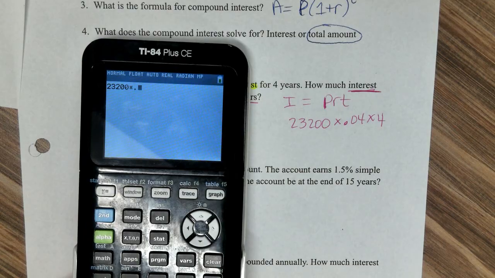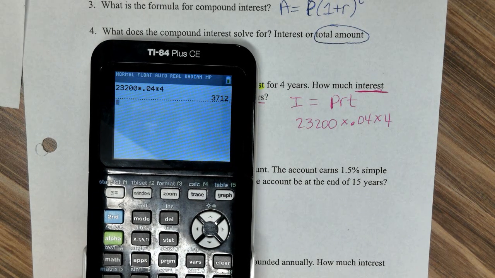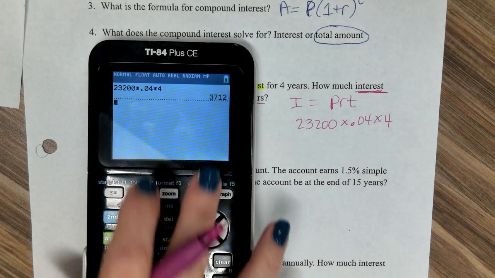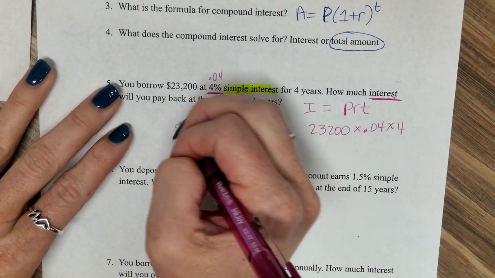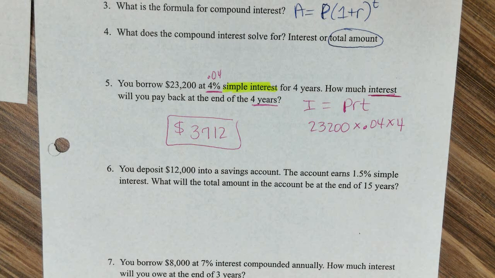23,200 times 0.04 times 4. That is the amount of interest that they will have at the end of 4 years. $3,712. And that's your answer. If you put 0.00, that's perfectly fine. All right, the next question.